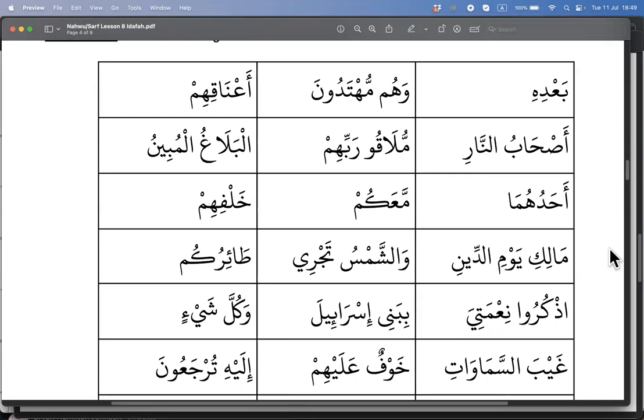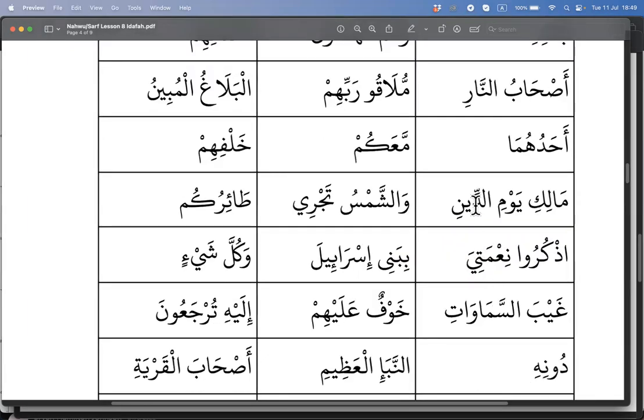Like before, Maliki and then Yaumi. So you're saying this is mudaf, this is mudaf ilayhi? Because it's light, no alif lam, and then jar, yes. And then Yaumi din is also mudaf and then din is mudaf ilayhi also. Yes, very good.